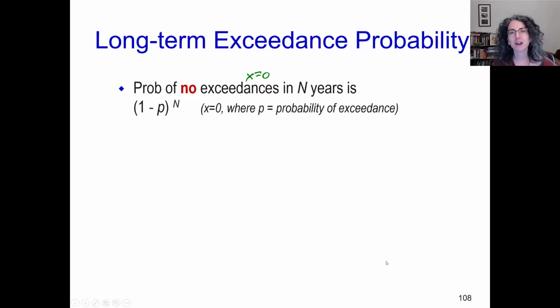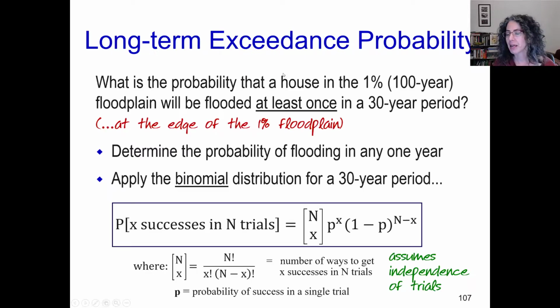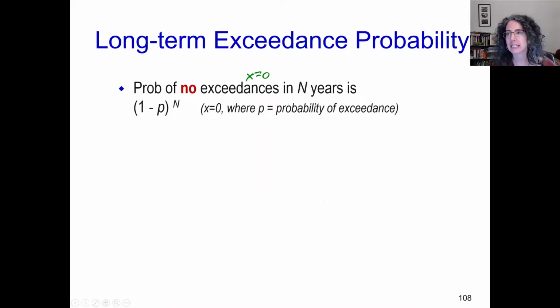A way to simplify this a little bit is to start with the opposite. The probability of no exceedances in n years is easier to compute because it simplifies the equation. If x is 0, then the equation simplifies: this term goes to 1, this term goes to 1, and this term goes to 1 minus p to the n minus 0, so just 1 minus p to the n. So the probability of no exceedances in n years is just 1 minus p to the n.